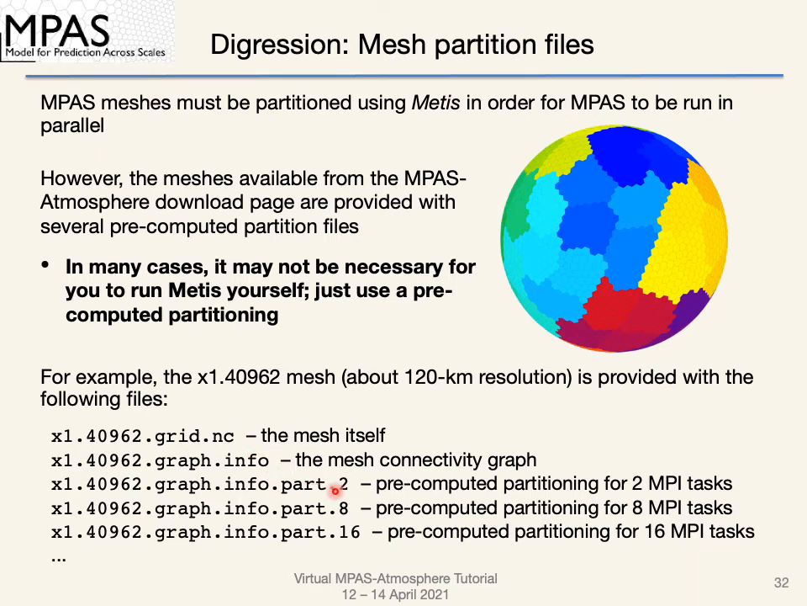But these .part.something files are pre-computed partitions that we've provided for you. So, for example, if you wanted to run the simulation using 16 processors, you would need to ensure that the x1.40962.graph.info.part.16 file was in your run directory.